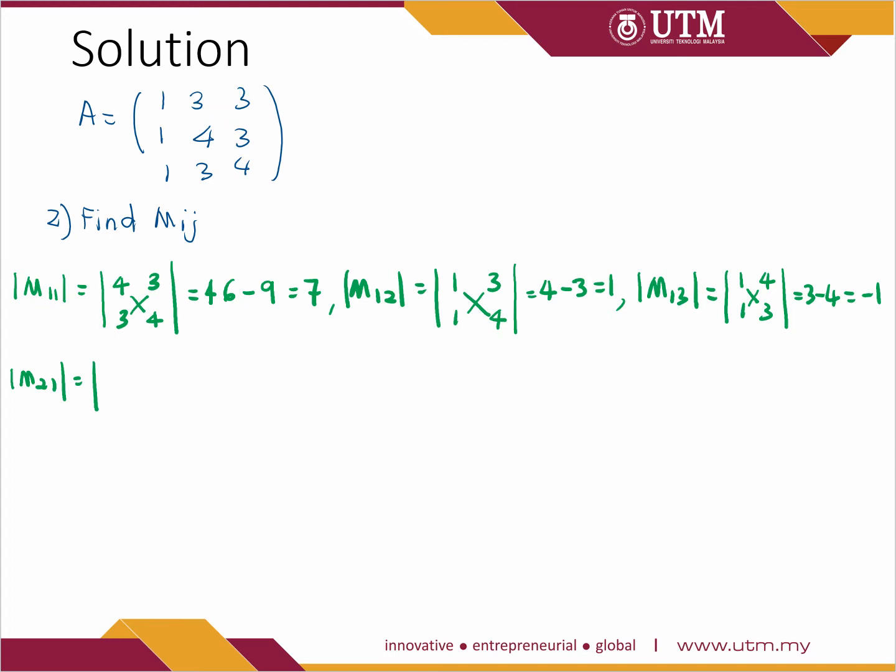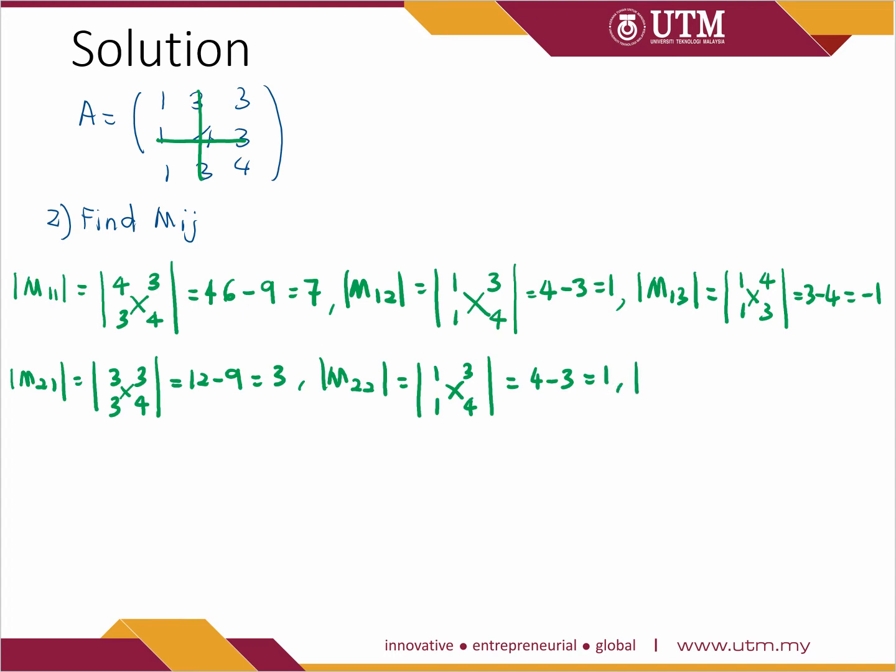For M21, we remove the second row and the first column. So the matrix will be 3, 3, 3, 4. Finding the determinant will be 12 minus 3 times 3, which is 9. This one equals 3. And then M22 will be removing the second row and second column. Here we have 1, 3, 1, 4. This will be equal to 4 minus 3.